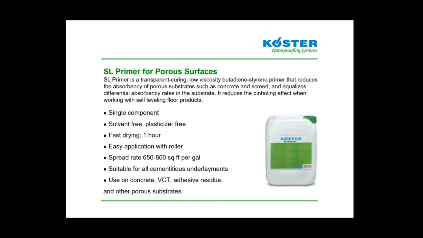That's all dependent on the substrate, whether the substrate is very porous concrete or other absorbent substrates, but the rate of absorbency can vary so much that we normally will run between 650 to 800 square feet per gallon. This can be used over concrete, over VCT adhesive residue, and any other porous substrates.